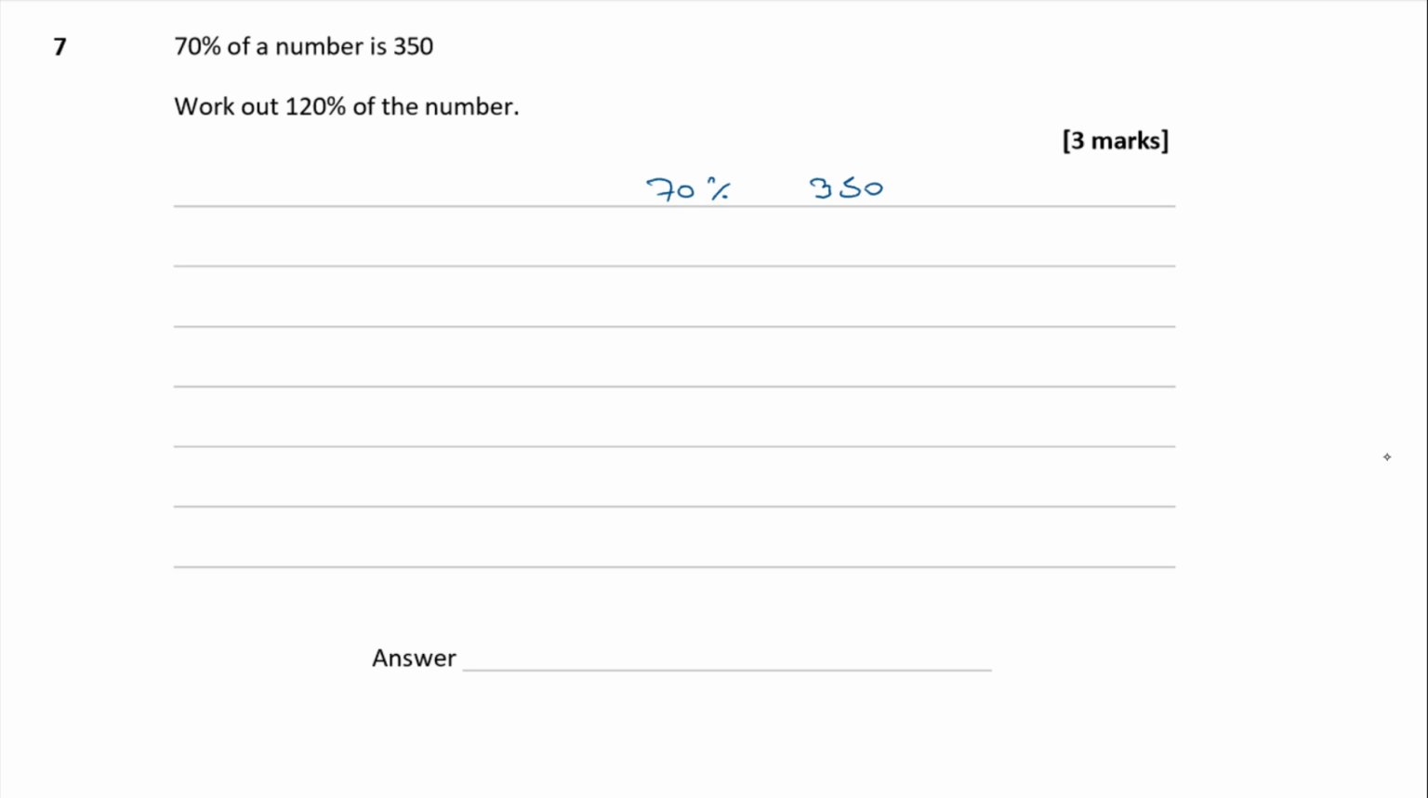So if 70% is 350, then what's 10%? 10% would be a seventh of that. 350 divided by 7, that's going to be 50. So then 50% is going to be 5 lots of 50. That's 250.